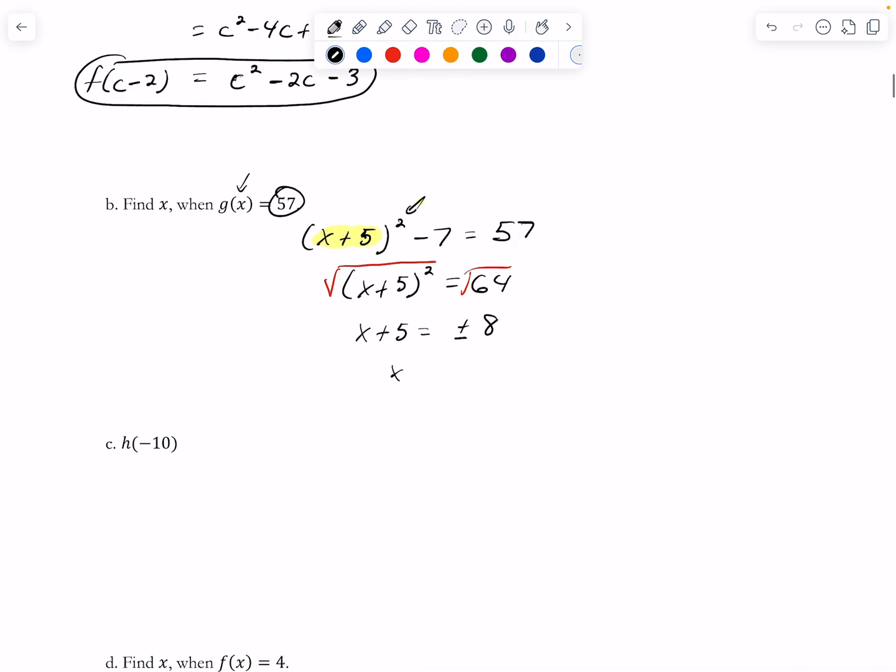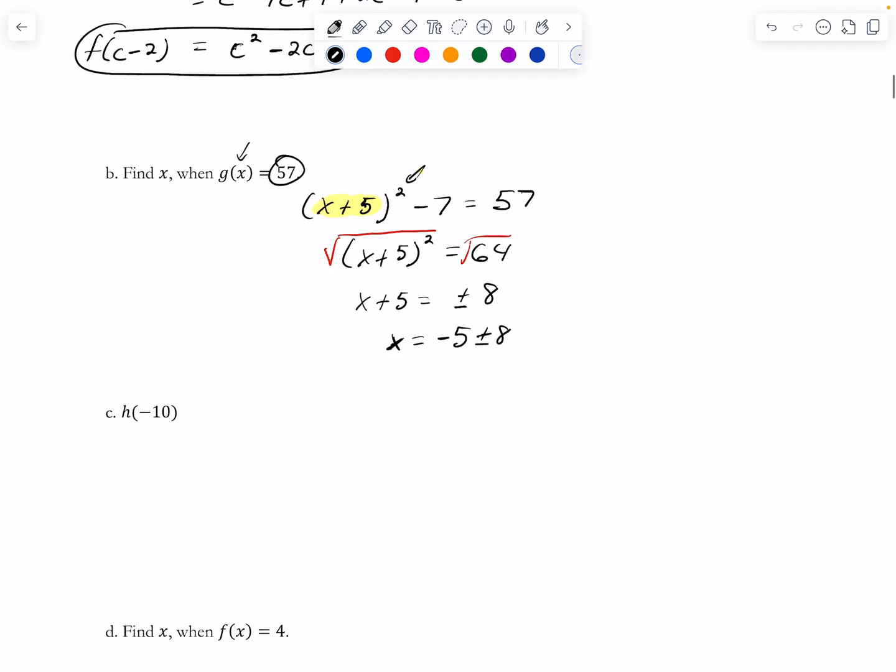Now remember, like we've done before, if you have this perfect square of 64, please continue to simplify. So I have negative 5 plus or minus 8, so I'm going to have two answers. x equals negative 5 plus 8, which is 3, or x equals negative 5 minus 8, which is negative 13.